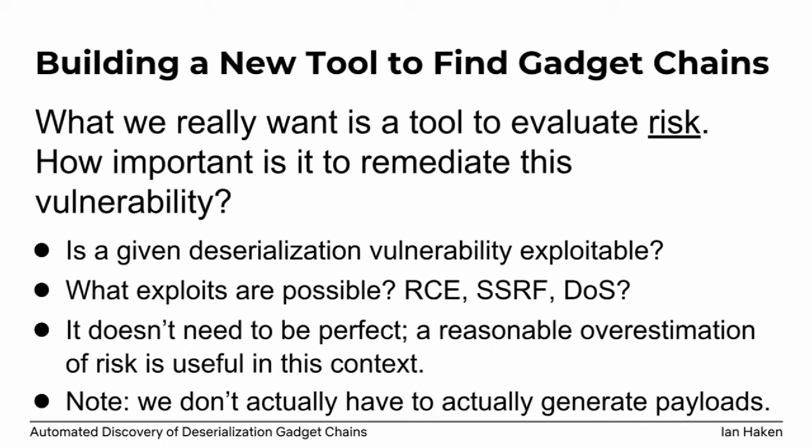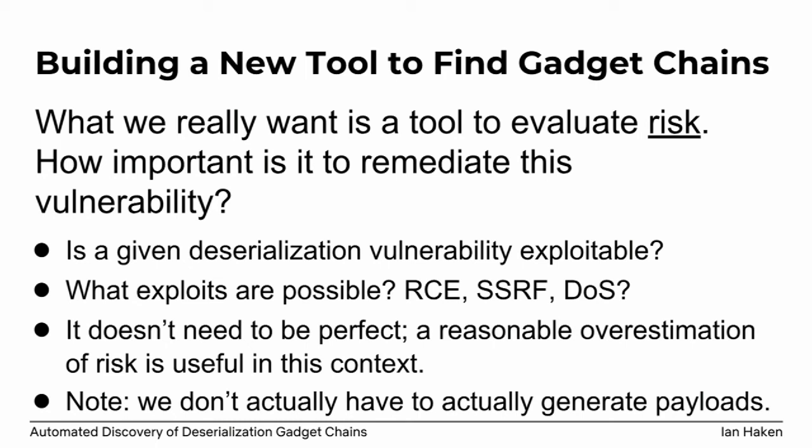We would like to know how important it is to remediate. Is it even exploitable? And if it's exploitable, what kind of exploits are possible? RCE, SSRF? We'd like to know. And so if we're answering that question, we don't necessarily have to be perfect. A reasonable overestimation of risk is still useful. And we don't actually have to generate payloads if our goal is just to understand what gadget chains are possible.